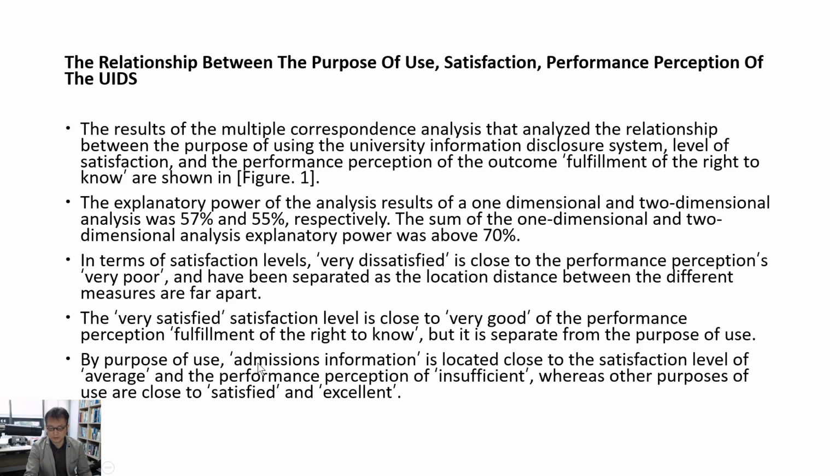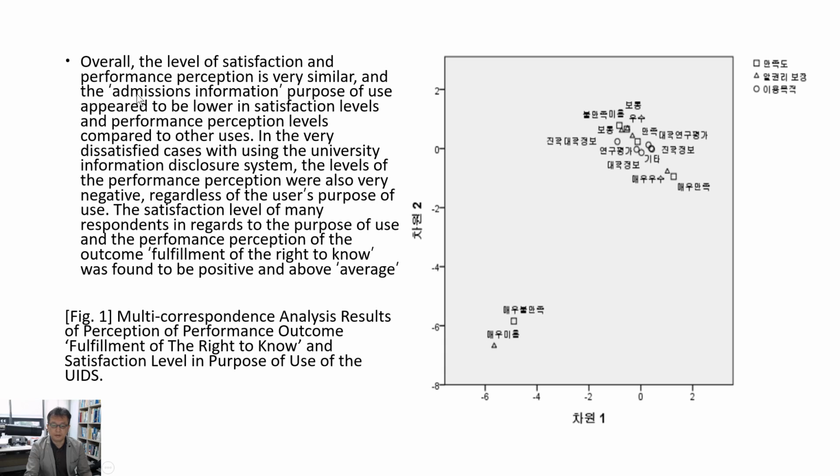By purpose of use, admission information is located close to the satisfaction level of average and the performance perception of insufficient, whereas other purposes of use are close to satisfied and excellent. Overall, the level of satisfaction and the performance perception is very similar, and the admission information purpose of use appeared to be lower in satisfaction level and performance perception level compared to other uses.